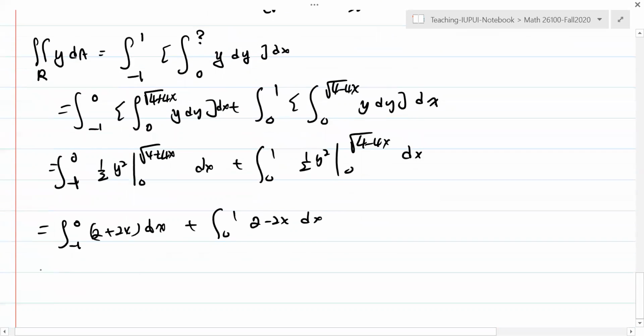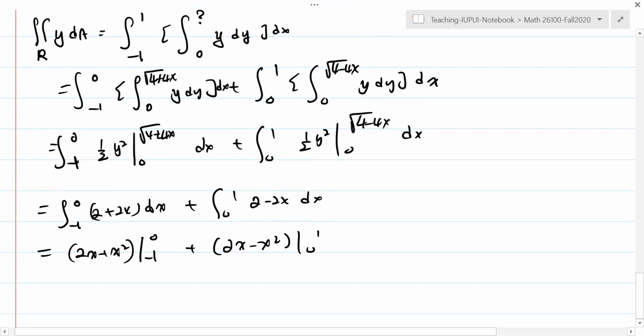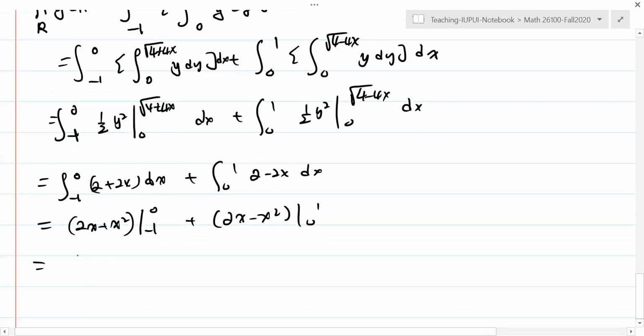Okay, then you have to find the antiderivative of this first function, 2 plus 2x. And this will be 2x plus x squared. And for the second, 2x minus x squared, okay? And let's complete it. The first one is 0 minus, 2 times -1 plus -1 squared, right? And here we have 2 times 1 minus 1 squared minus 0. So let's finish this. -2 plus 1 is -1, so minus that gives plus 1. So the answer is 2. Okay, the answer is 2.